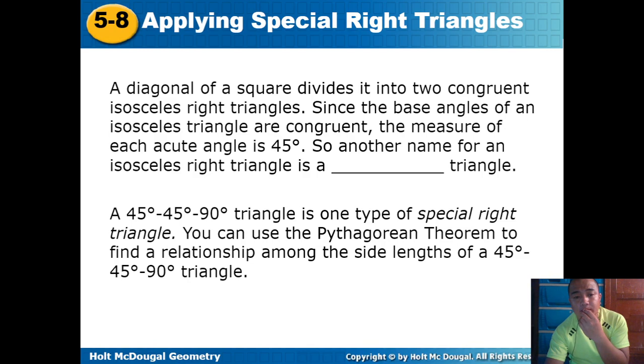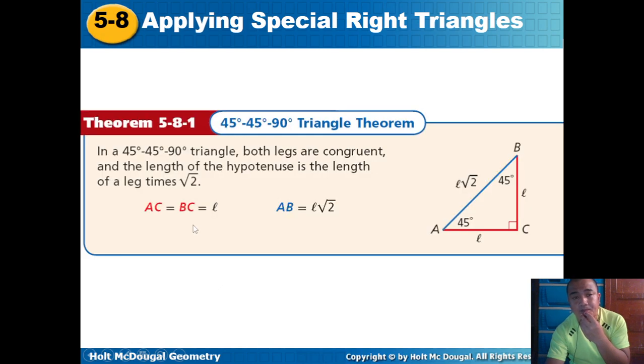A 45, 45, 90 degree triangle is one type of special right triangle. You can use the Pythagorean theorem to find the relationship among the side lengths of a 45, 45, 90 degree triangle. So another name for an isosceles right triangle is a 45, 45, 90 degree triangle.